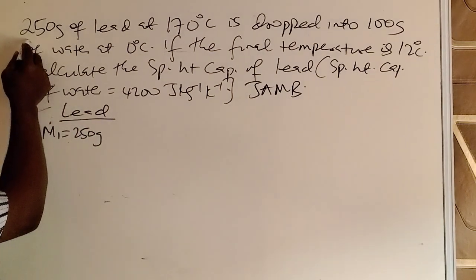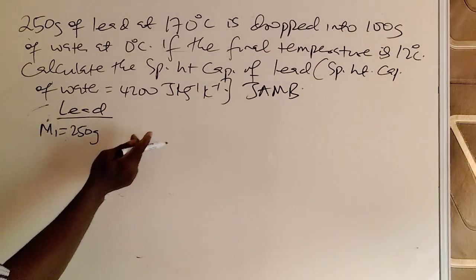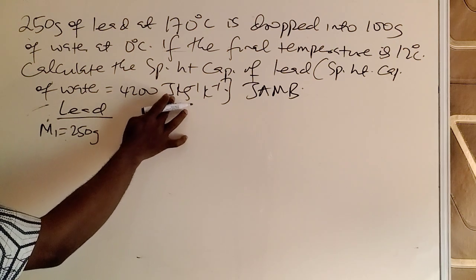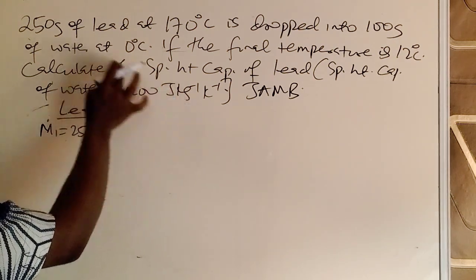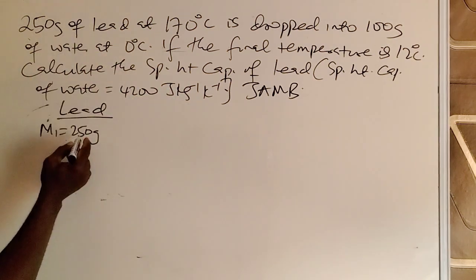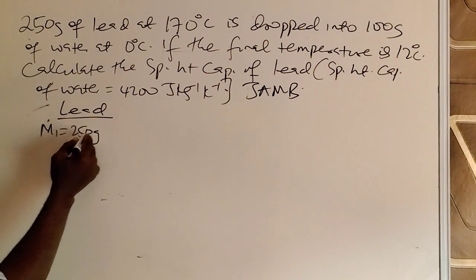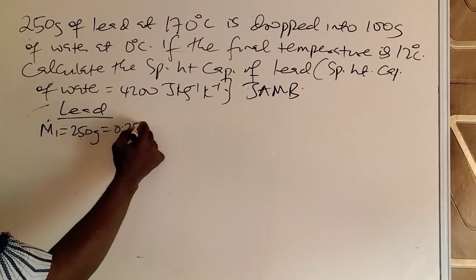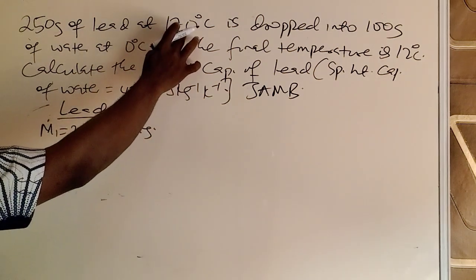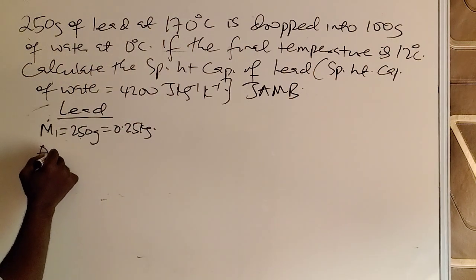And if you look at the value given, this is expressed in kilogram. This is the SI unit, joule per kilogram. Why is this in gram? Standardize, convert this to kg, divide by 1,000, that gives us 0.25 kilogram. The initial temperature of the lead is 170 degrees Celsius.